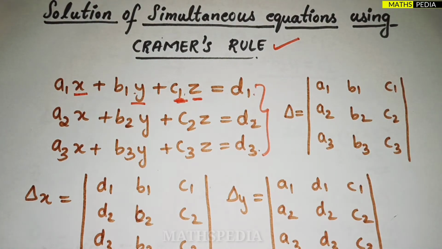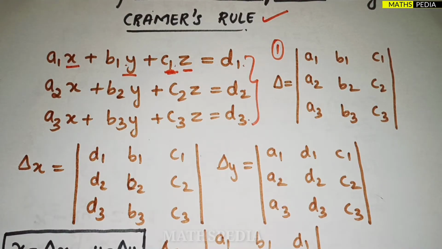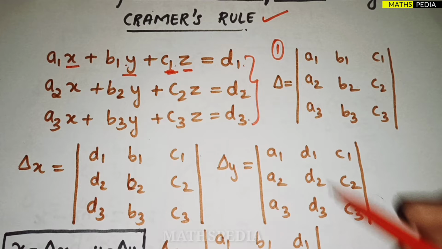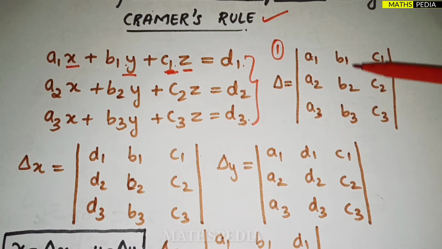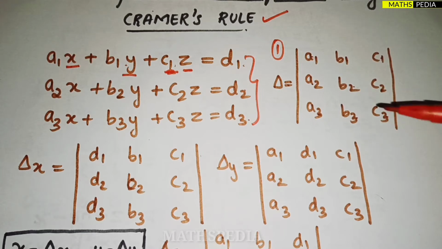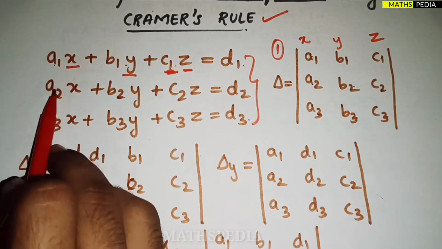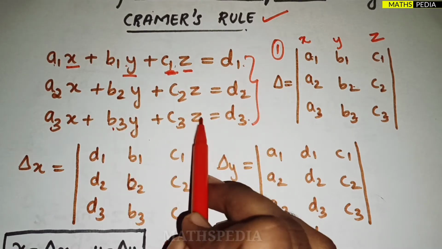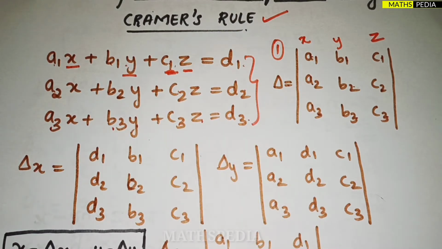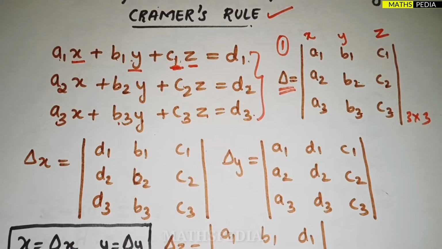Always remember this. I'll just explain the first step. The first step is nothing but you have to find the delta value. What is delta? Delta is nothing but the determinant of a1, a2, a3, b1, b2, b3, c1, c2, c3. That means the coefficients of x, y and z: a1, a2, a3 are the coefficients of x, b1, b2, b3 of y, and c1, c2, c3 of z. Three variables. That is nothing but delta. So this will be 3 cross 3. Now this is nothing but the determinant. You have to find the determinant of that value.